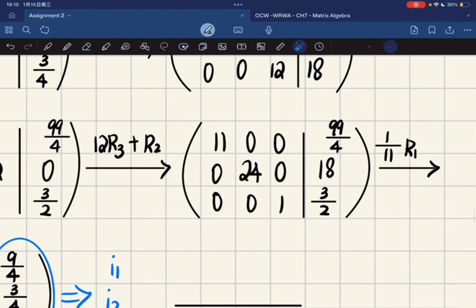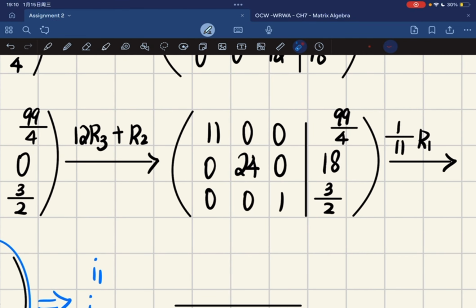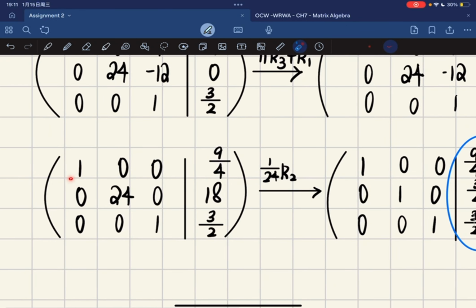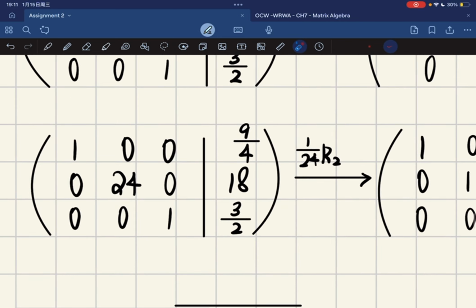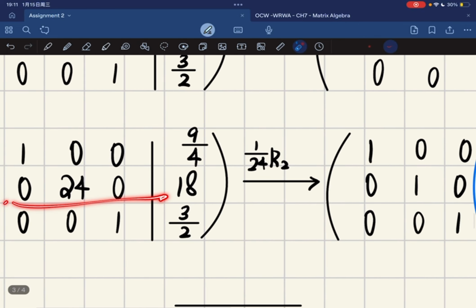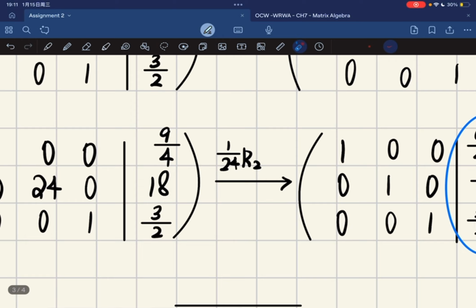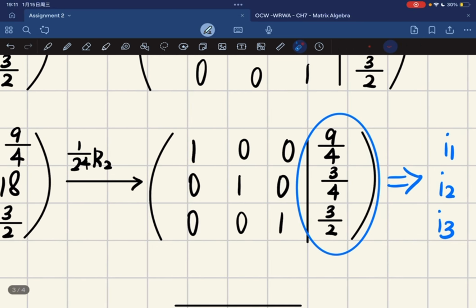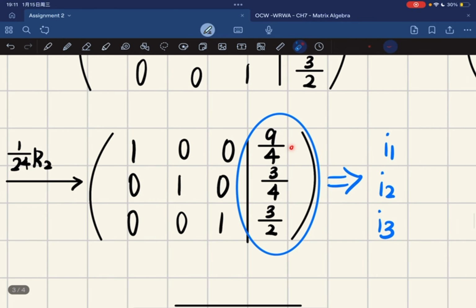And to make it easier, to get the leading one for row 1, we just divide row 1 by 11, and we get the answer 1, 0, 0, and here is the leading one, and 9/4 for the B side. And also for the third row, here is the leading one, and the B side answer is 3/2. And to get the leading one of the second row, we just divide row 2 by 24, and you can get the leading one here. And the answer for the B side here is just the answer. Okay, that's all. Thank you.